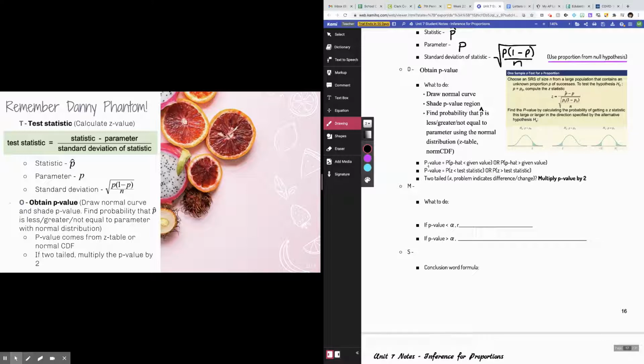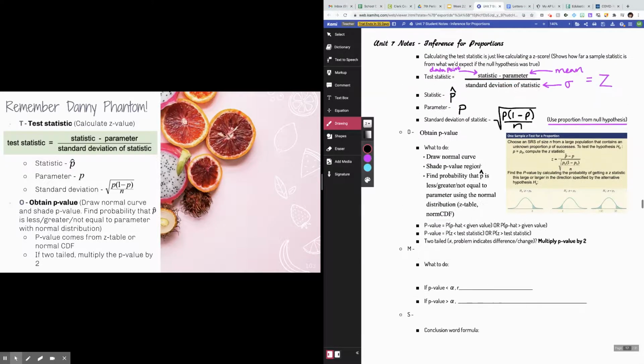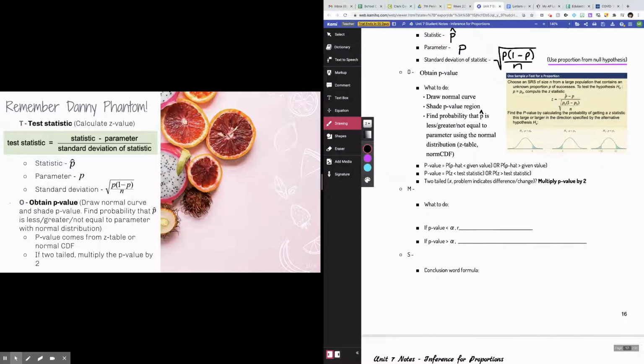So what you're finding is your p-value, which is either the probability that p hat is less than the claimed value, right? Or that p hat is greater than the claimed value, depending on your hypothesis, right? Depending on your alternative hypothesis, right? So like this one here would be for if your HA was that p was less than something. This one would be if your HA was that your true proportion was greater than something, okay?